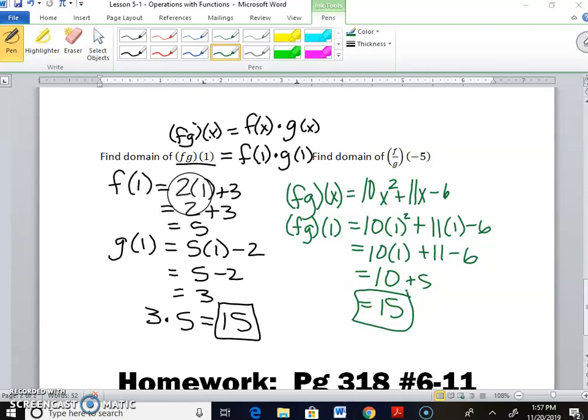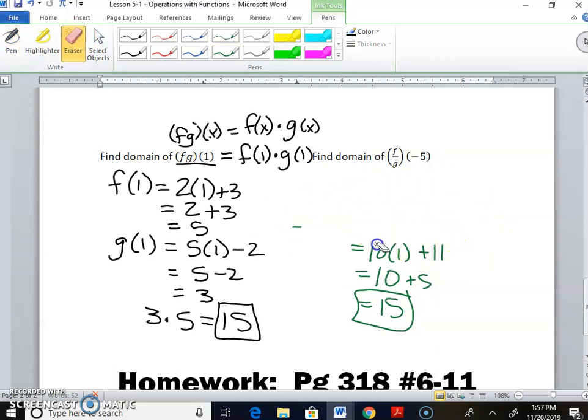You can find out individually what f of 1 is, find out individually what g of 1 is, and then multiply them. Or if you've already found fg of x, you can just plug your 1 into that equation. So there's two different ways that you guys can solve this problem. Same with addition, I could find f of 1, g of 1, and then add them together if I'm being asked to add. It's up to you which one you want to do. I just figured since we already had the one done, it made sense to do it that way. And then we have one more problem left, and then you guys can get started on your homework.